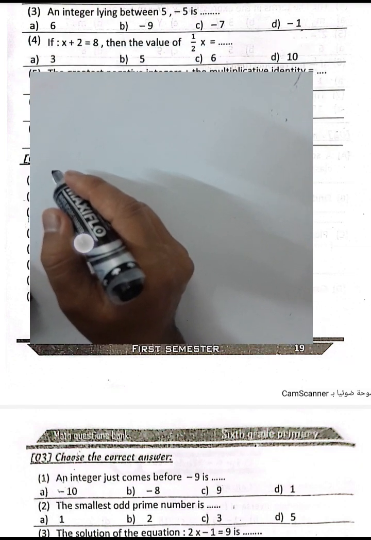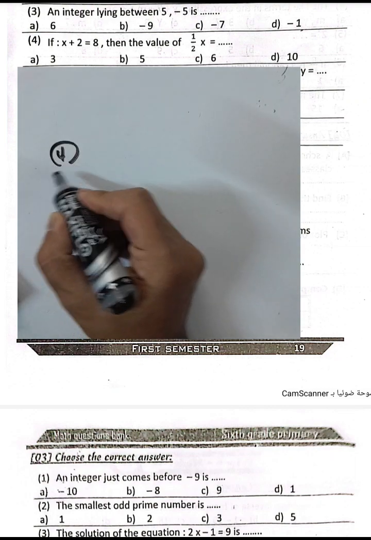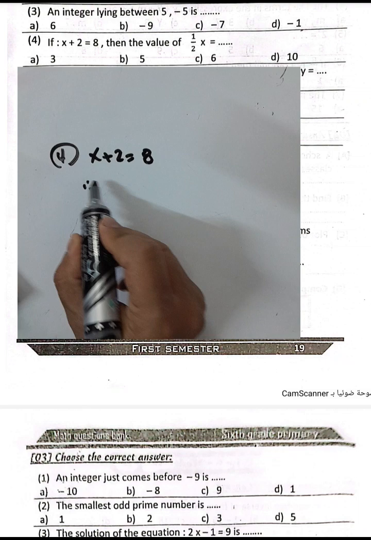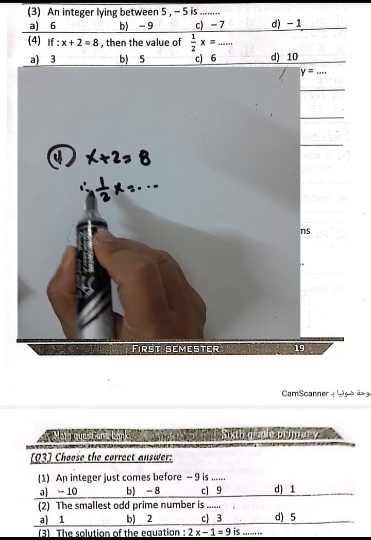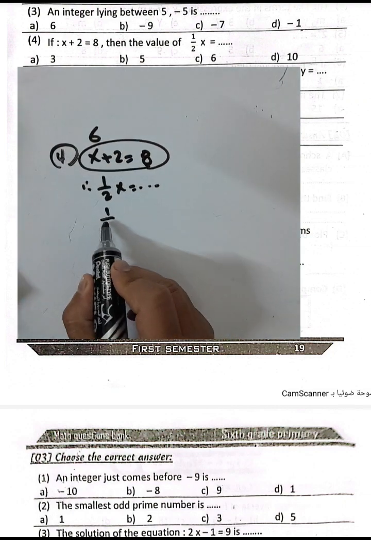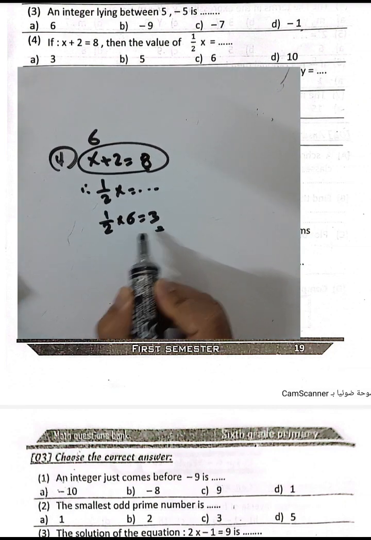Choose letter D. Question number 4. If x plus 2 equals 8, then the value of half x equals what? We know x plus 2 equals 8, then x here equals 6, because 6 plus 2 equals 8. Then half of 6 will be 3.